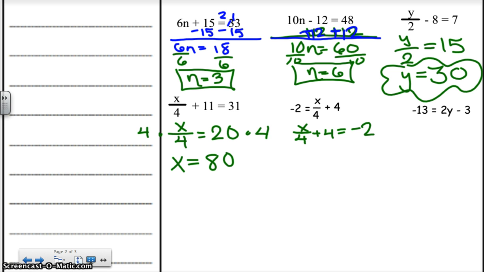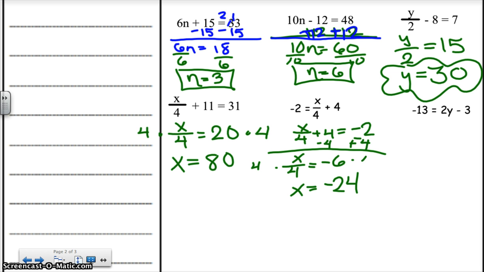Okay, so I'm going to subtract 4 from both sides, moving what's not connected to it. That's really plus a negative 4. I get x over 4 equals negative 6. x is negative 24. How did I get negative 24? By multiplying through by 4.